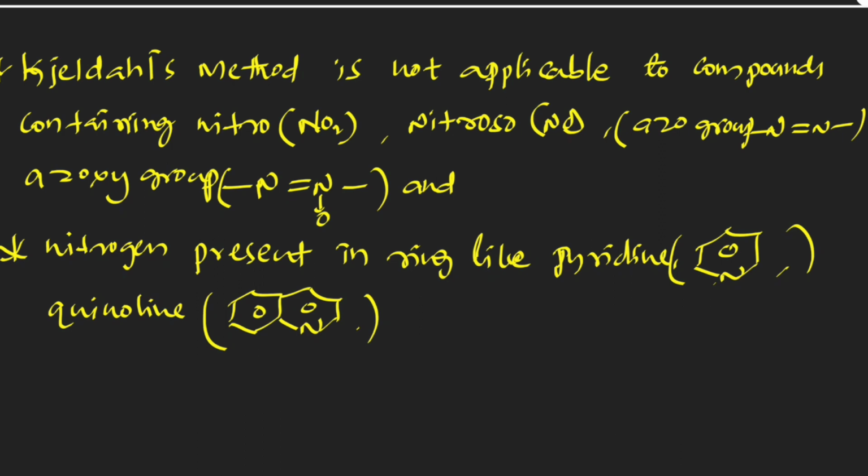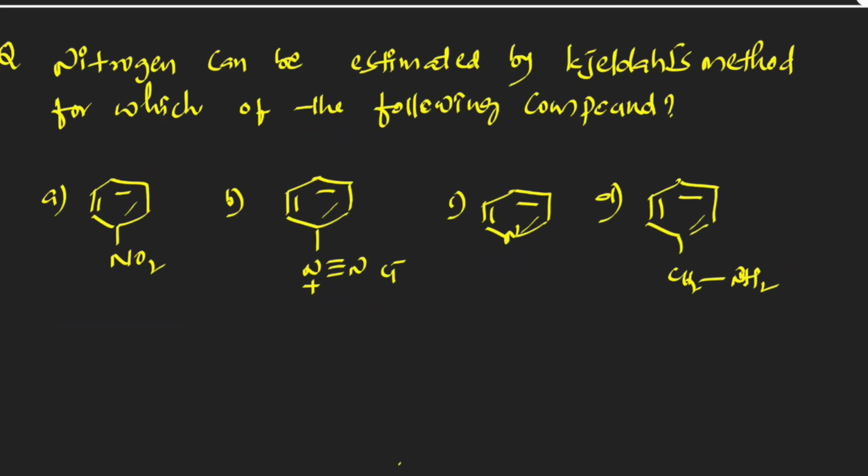Let's do some problems about Kjeldahls method. Have a look at this question. Nitrogen can be estimated by Kjeldahls method for which of the following compounds? The first one is benzene with NO2 group. The second one, B, is benzene with diazonium salt. The third one is pyridine. And the fourth one is benzene with CH2NH2.